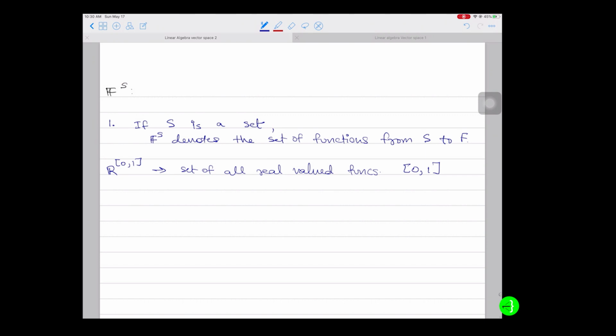And since we have talked about this notation F to the S, let's talk about the addition and scalar multiplication in this thing. So the addition, if we have two elements f and g as a part of F to the S, then the sum f plus g of that function is defined as f of x plus g of x. We have seen this in calculus, for all x belonging to the set S.